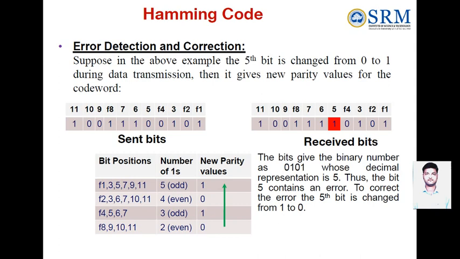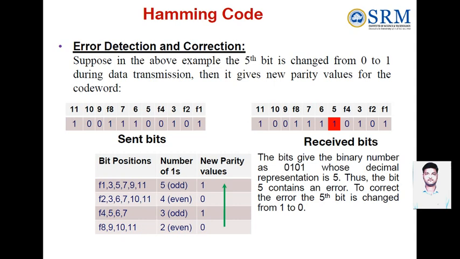Okay, we will check for F1 first. F1 will be dependent upon 3, 5, 7, 9, 11 bit positions, and we count the number of 1s there, so the new parity value should be 1. I have written here for F2 in the next row, for F4 in the next row, F8 in the next row.